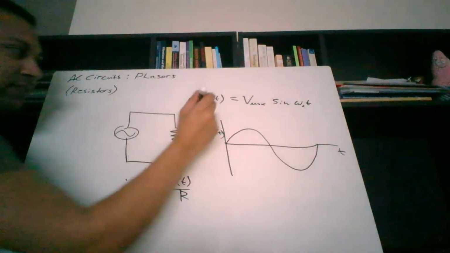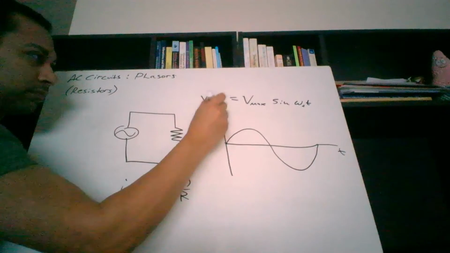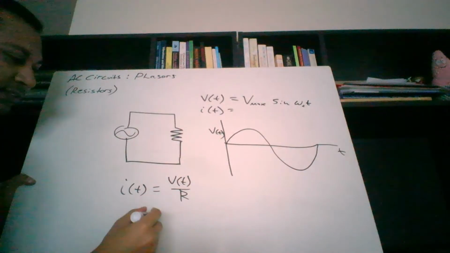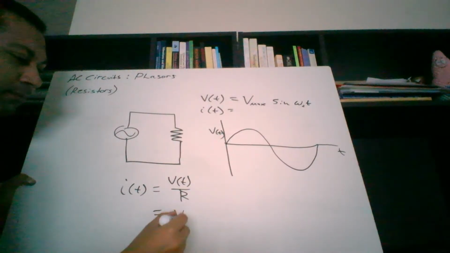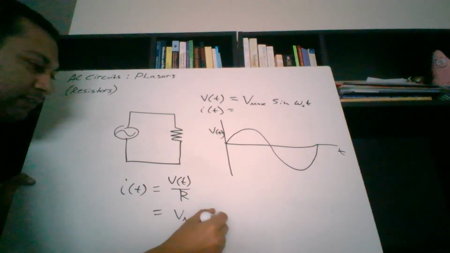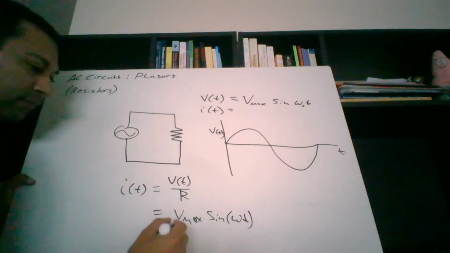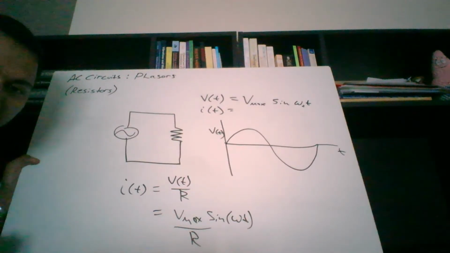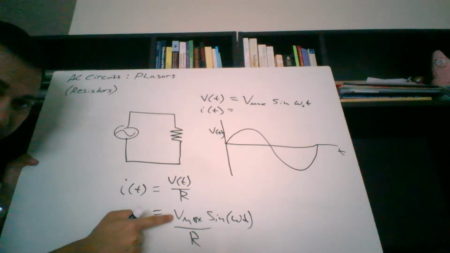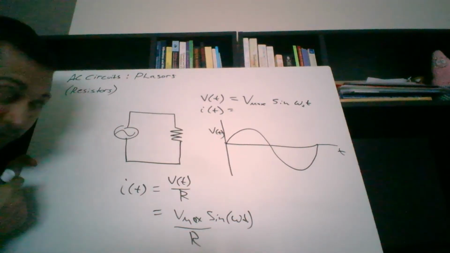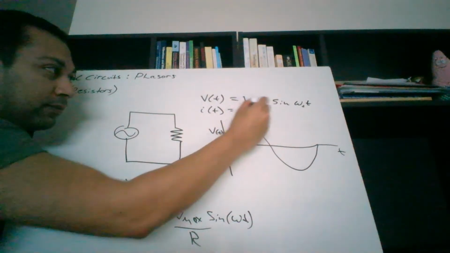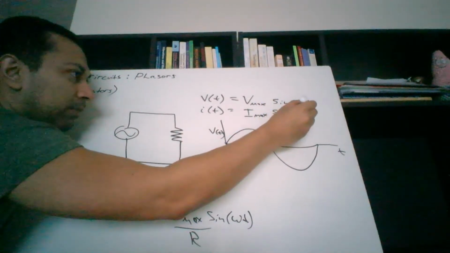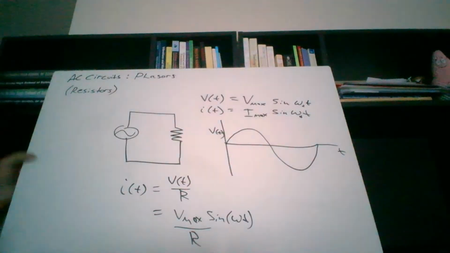And so I, as a function of time, is going to be equal to, where am I going to write this? I'll write it right here. V max sine of omega t divided by R. Now, if you know something about V max divided by R, the maximum voltage divided by the resistance, is going to give you I max sine of omega d times t. Okay?